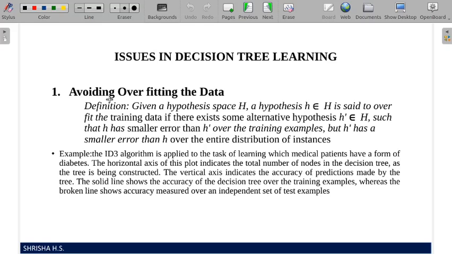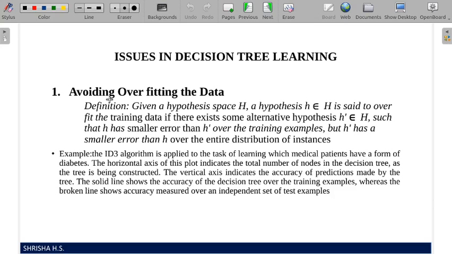First point, avoiding overfitting of data. First we will understand what overfitting the data is. We'll take a real world example. Suppose we are studying for an examination and we learn by heart all the questions without understanding them. In the test, if we get the same question, we'll do well. If we get some twisted question, we will not do well, right? That is overfitting of data. Whatever hypothesis we have created becomes tailor made for only the data set.